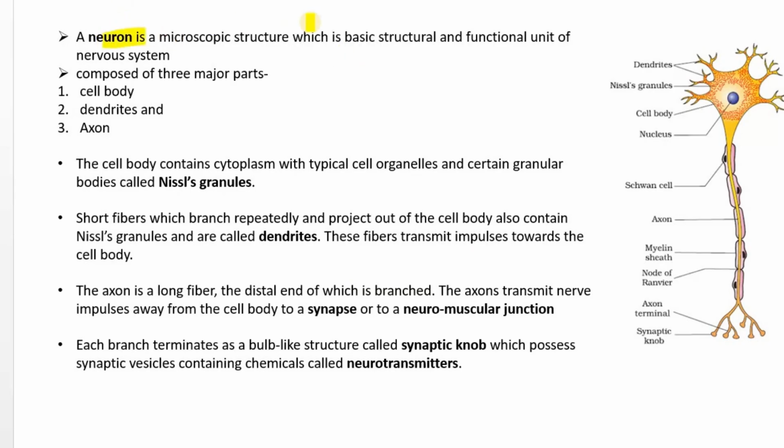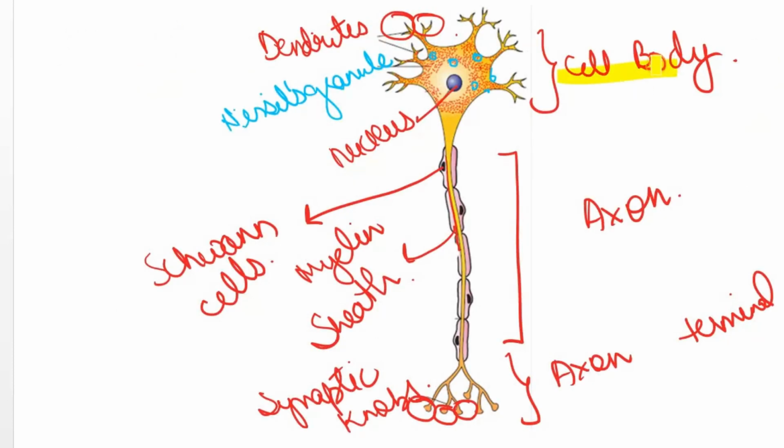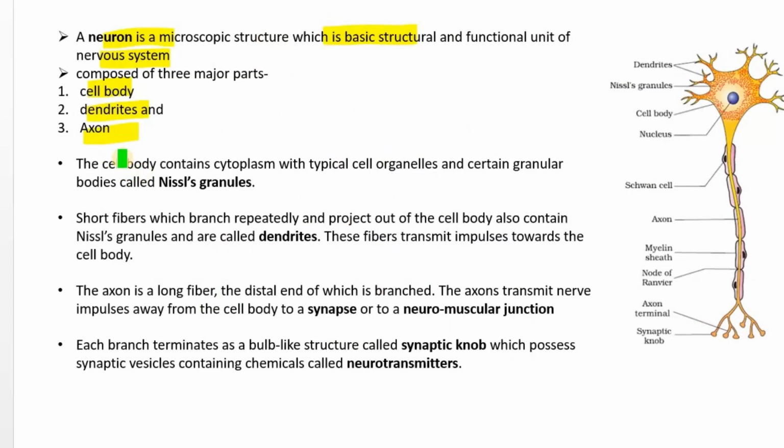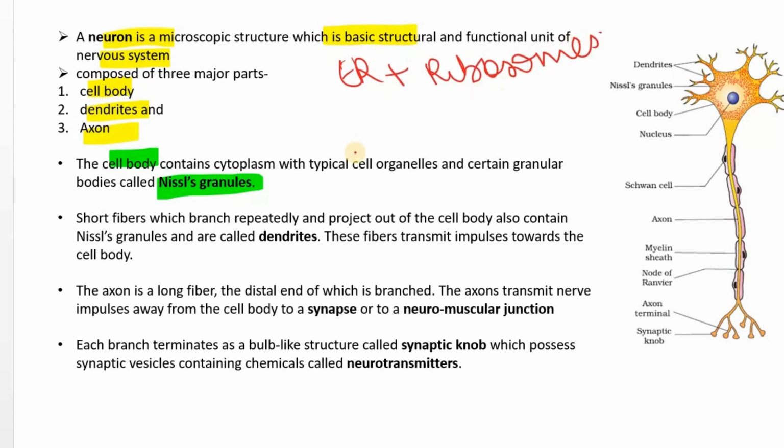तो जैसा कि हमने देखा, a neuron is a microscopic structure which is the basic structural and functional unit of nervous system. Neuron is composed of three parts: cell body, dendrites and axons. This is the cell body, these are the dendrites, and this is axon region. And as we talked, cell body और dendrites में special granules present होते हैं. These are known as Nissl's granules. Nissl's granules are a complex of endoplasmic reticulum and ribosome. What are the functions of these Nissl's granules? These Nissl's granules help in the protein synthesis of neurons, as well as transport of proteins.